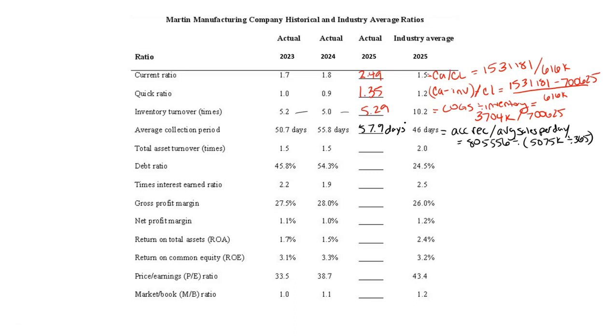So we can see that it's taking this company longer and longer to collect. In 2023, it took 50 days to collect. In 2025, it's taking us almost 58. And the industry average is 46. So it's taking us much longer to collect. Is this just an immediate negative, this is a failure company? No, we don't know. It just leads us to more questions.